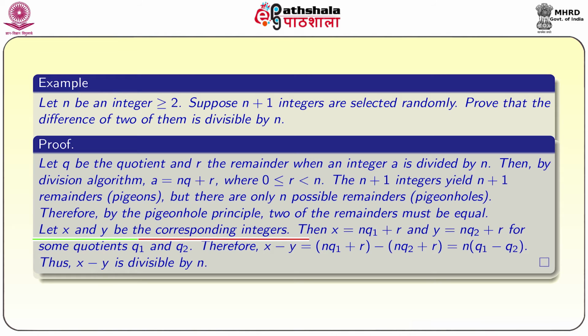Let x and y be the corresponding integers, that means they leave the same remainder when divided by n. That is, x equals n q 1 plus r and y equals n q 2 plus r for some coefficients q 1 and q 2. Then if I take their difference, x minus y equals n q 1 plus r minus n q 2 plus r. So, we get n times q 1 minus q 2, thus x minus y is divisible by n. So, we proved that if you select any n plus 1 integers randomly, then the difference of 2 of them is divisible by n.